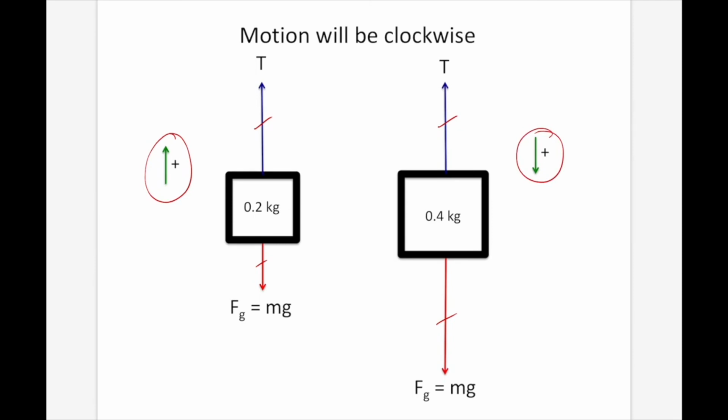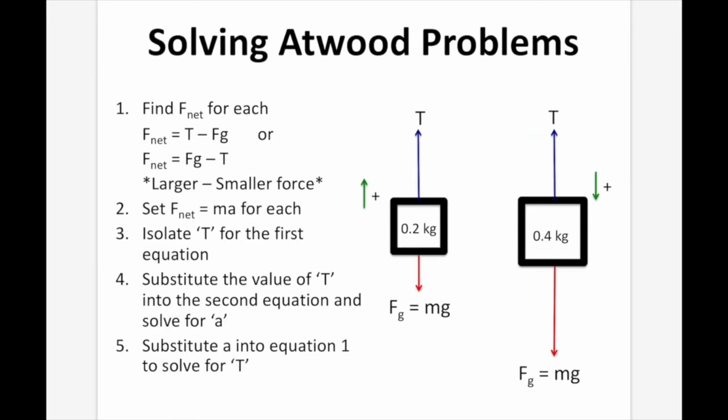We can differentiate this because we're going to separate our equations out as we go forward. So what do we do now? Well, we're going to find F net for each. F net is going to be tension minus Fg, or Fg minus tension. It's going to be the larger value minus the smaller value. In this case, it's going to be Fg minus tension because our Fg is bigger.